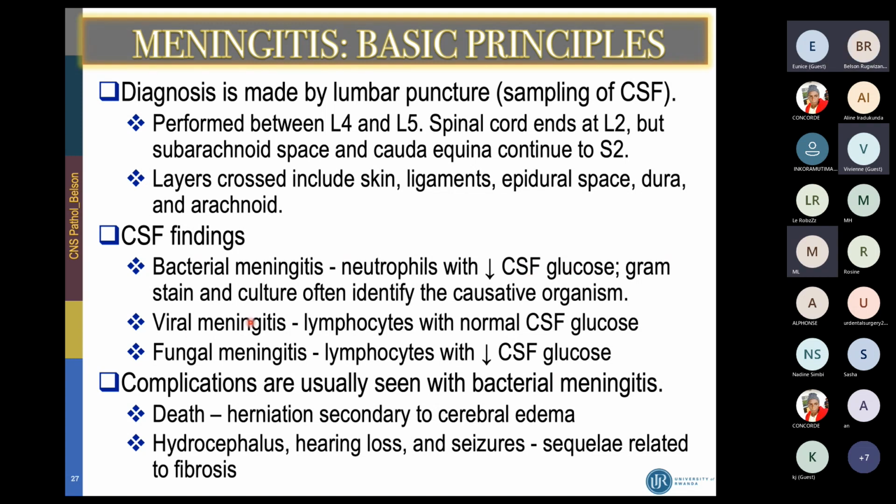In viral meningitis, there are no neutrophils; there will be lymphocytes, as you saw in inflammation. And there will be no decrease in glucose because viruses do not consume glucose. For fungus, there will be lymphocytes and low glucose. I think you see that these two things combined, white blood cell type and glucose, let you easily know whether this is fungal, viral, or bacterial.